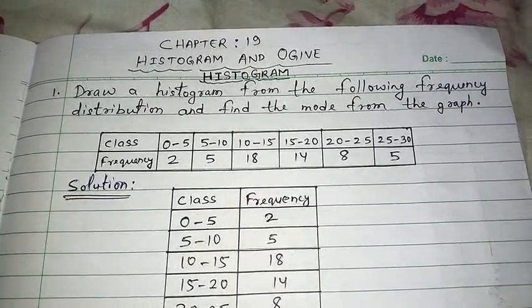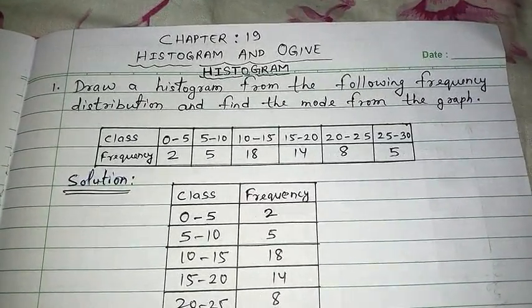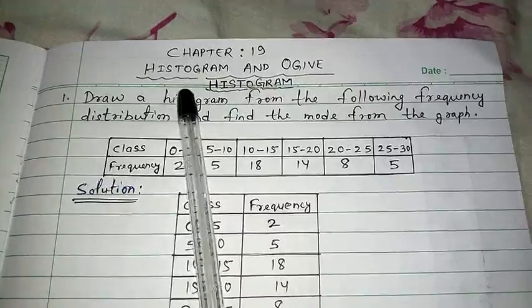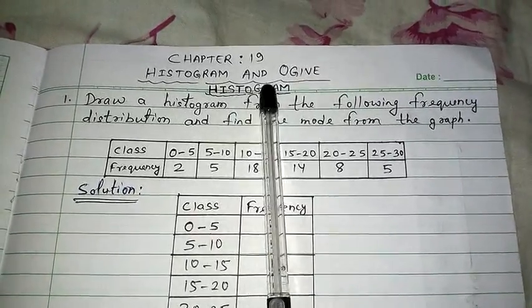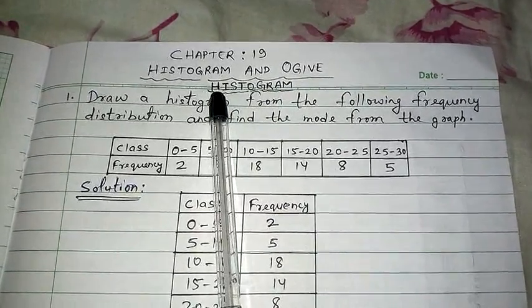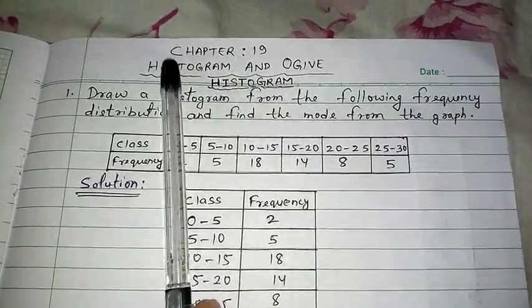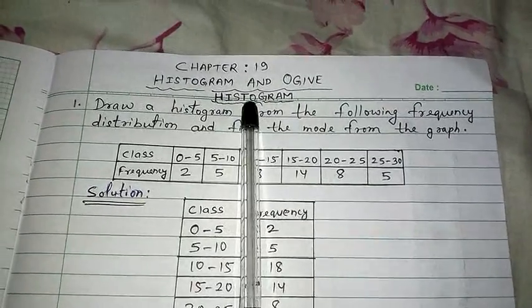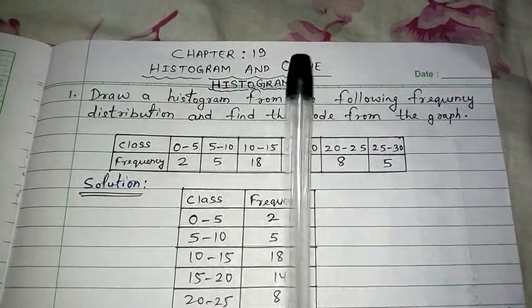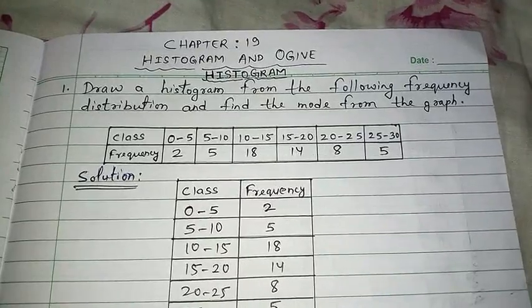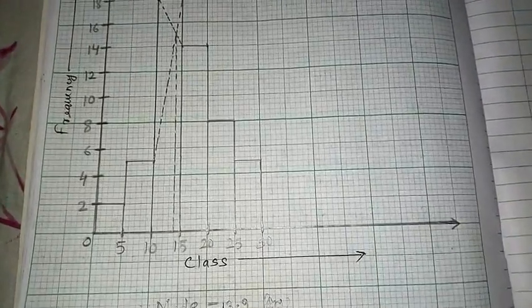Class 10 children, today in this video we will learn a new chapter, chapter 19, histogram and ogive. Both are different types of graphs, so today I am going to begin with histogram. Before we begin, histogram is all about a graph.